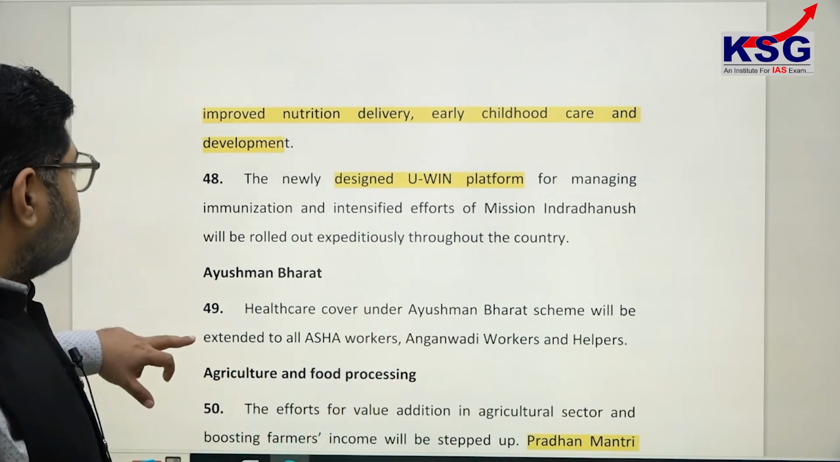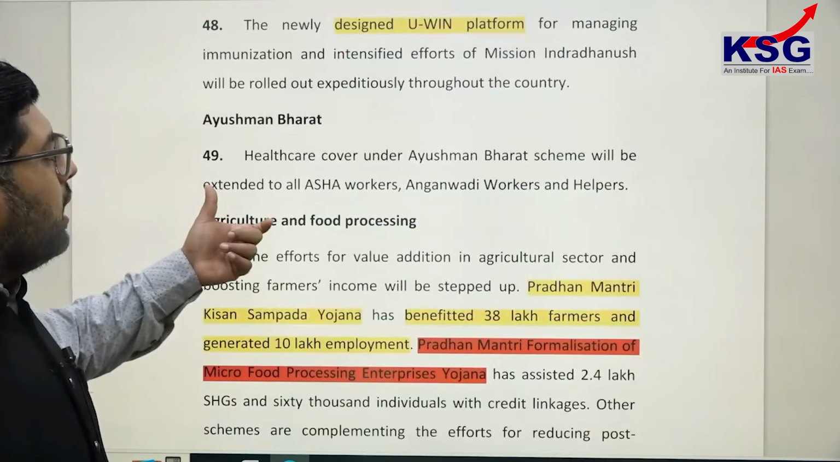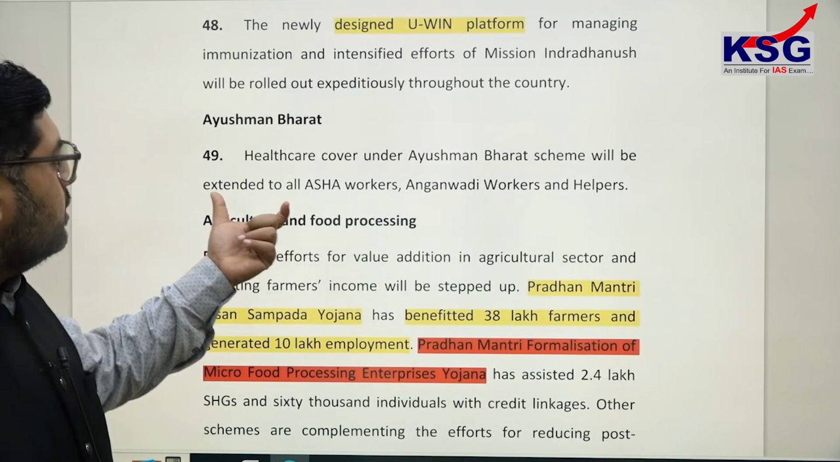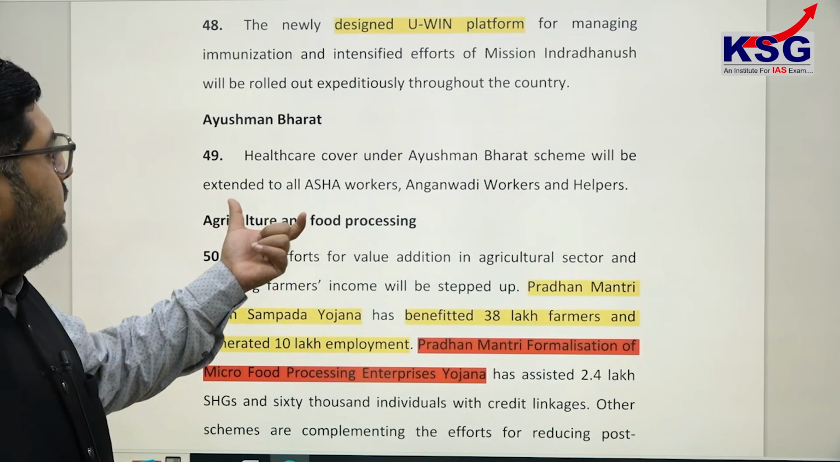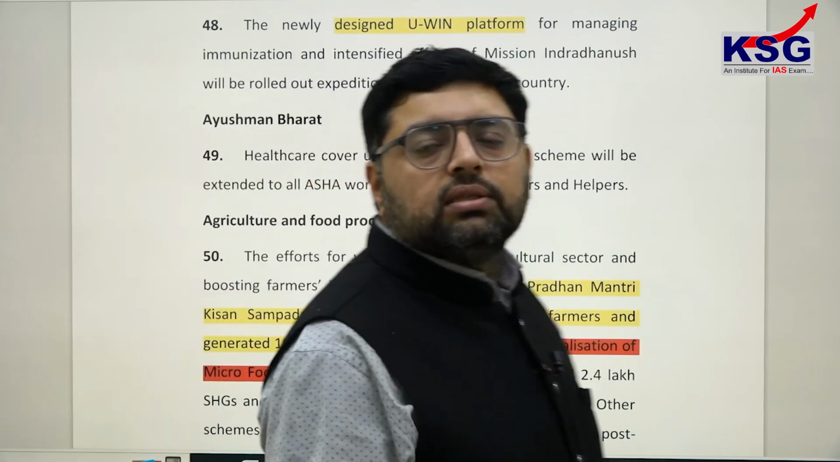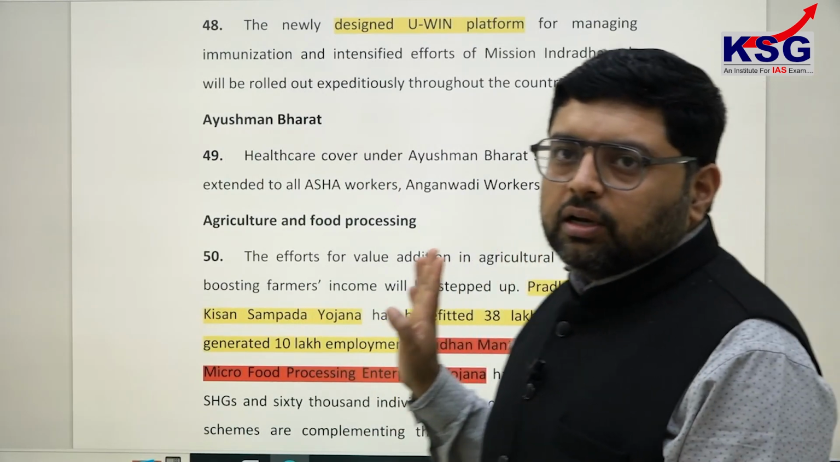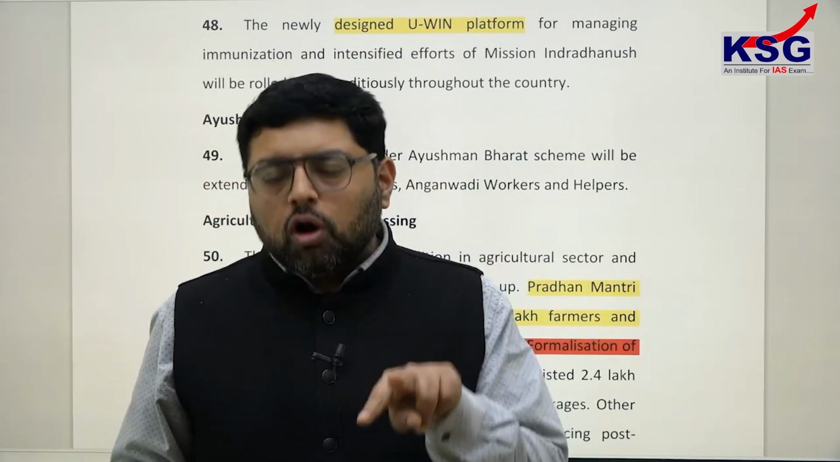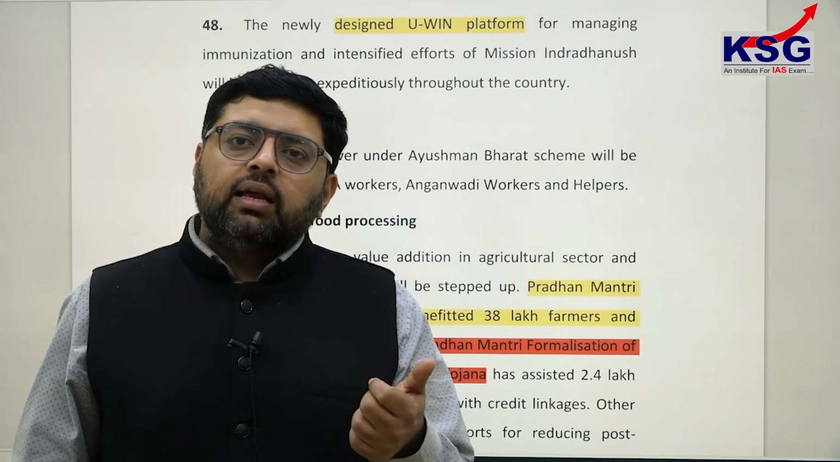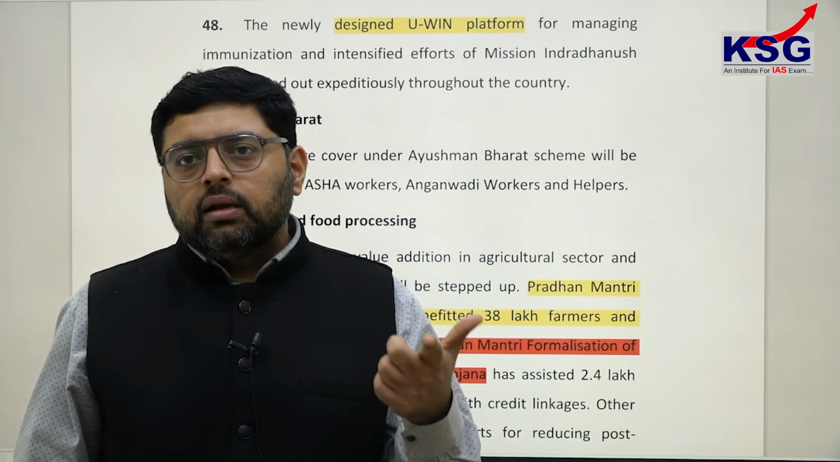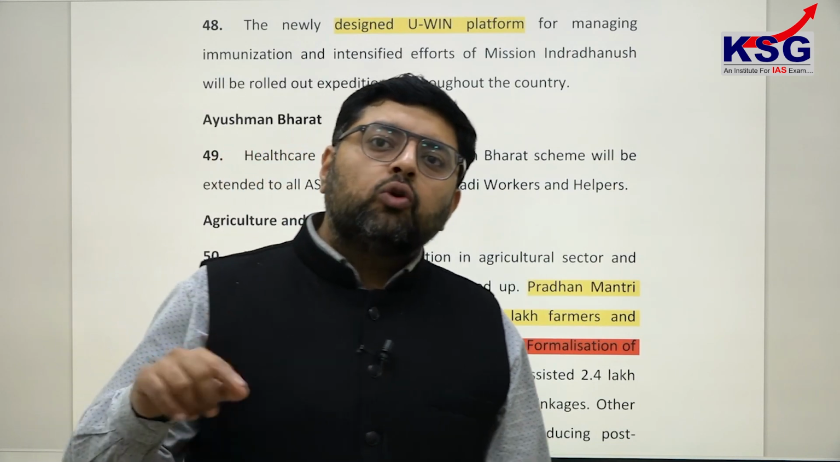Okay, next, Ayushman Bharat. Under this, government says Ayushman Bharat will be extended to Asha workers, Anganwadi workers and helpers. Now basically Ayushman Bharat has two components. One is Health and Wellness Centers. Number two is Pradhan Mantri Arogya Yojana.